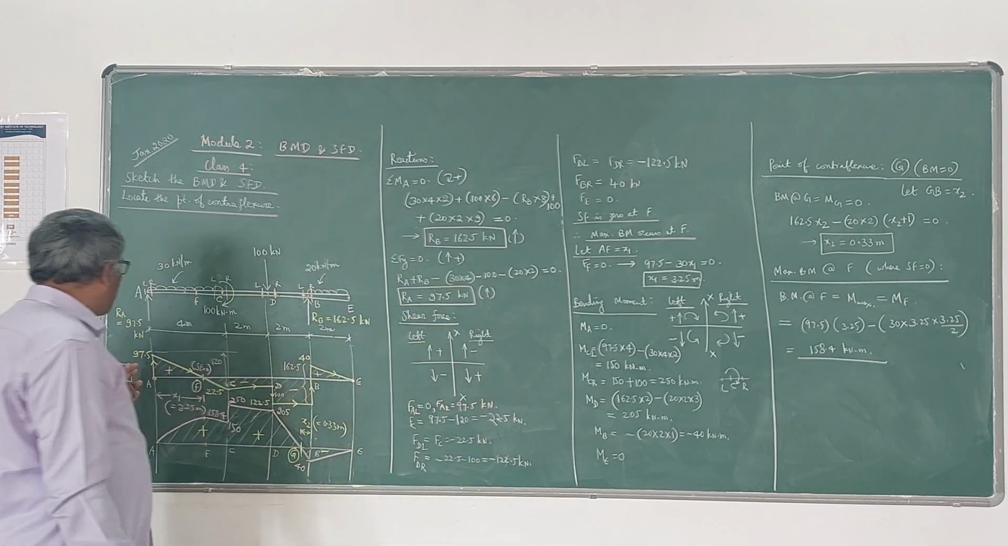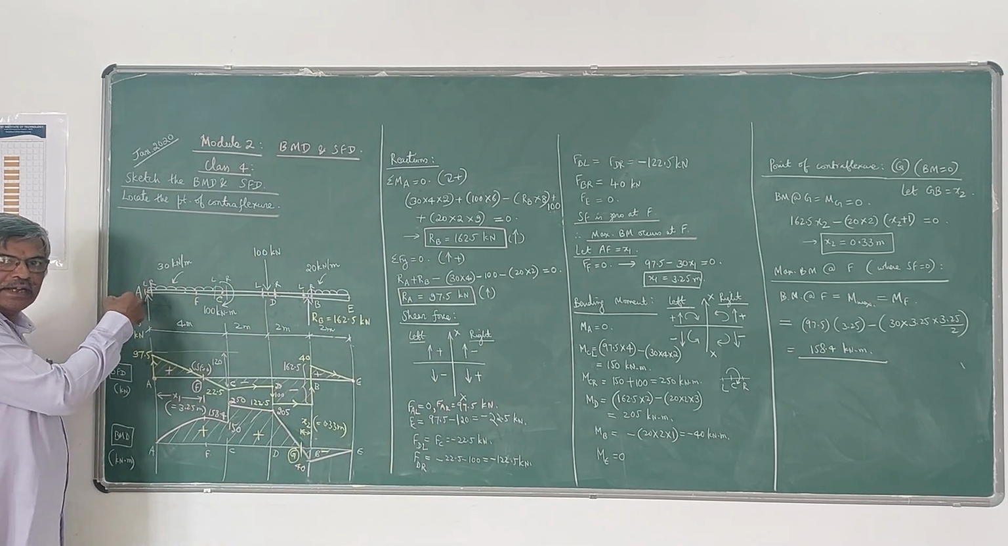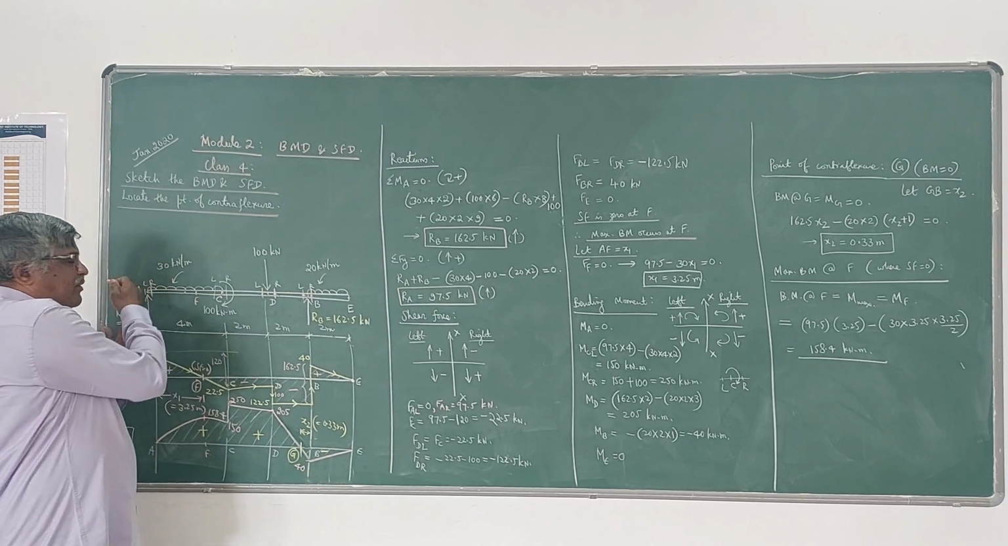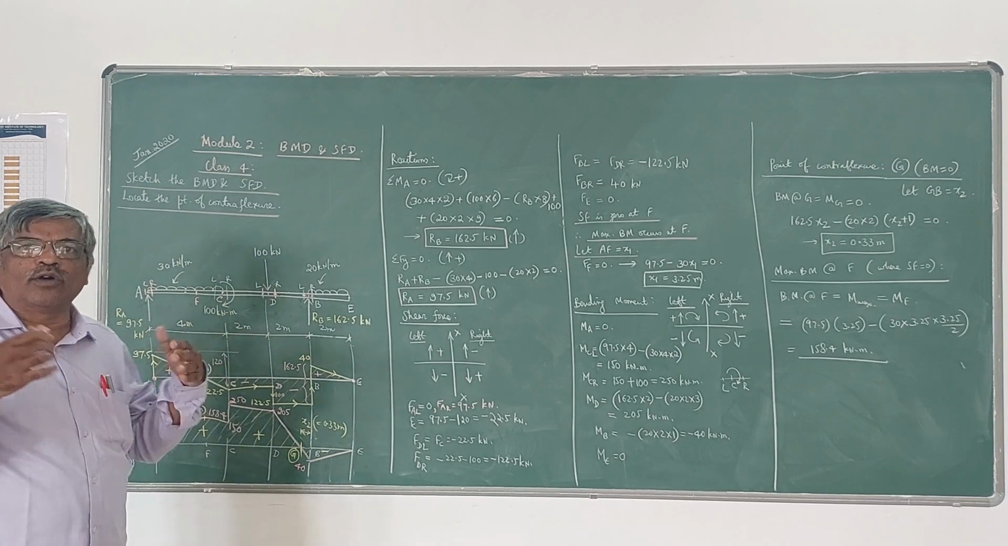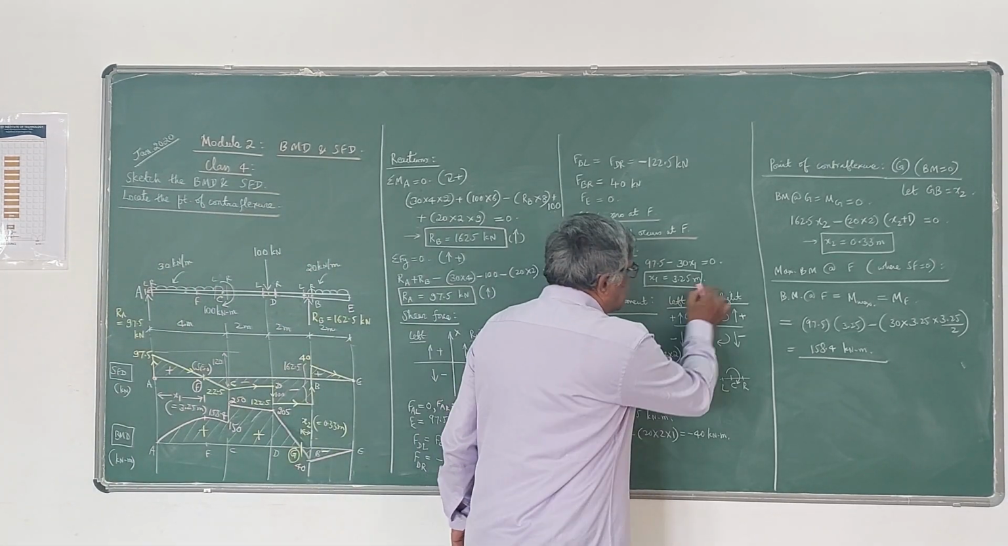So as we know, at the simple support at the end, the bending moment is 0 here, because if you see the left side of that, no force is there, no moment is there, therefore the bending moment is 0. For bending moment, this is the sign convention.